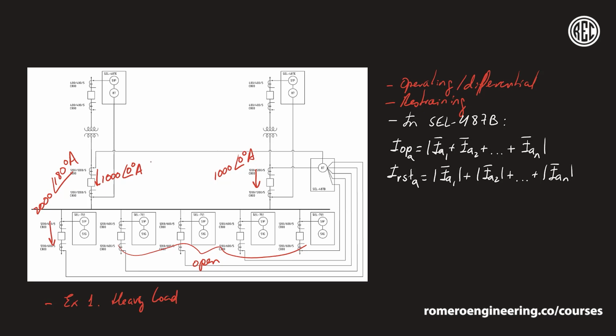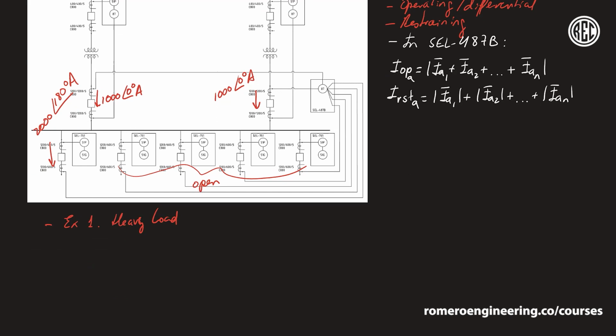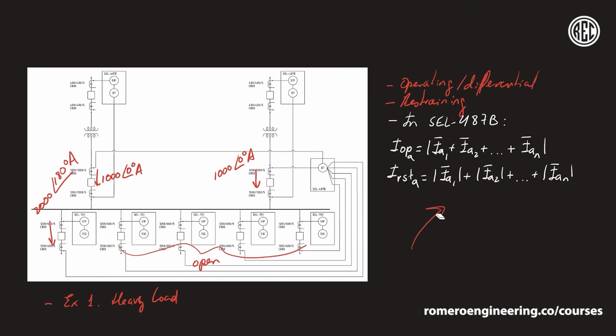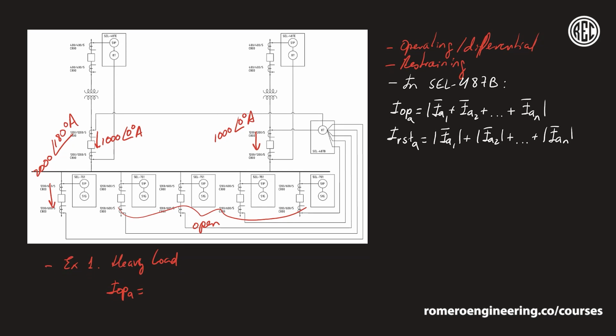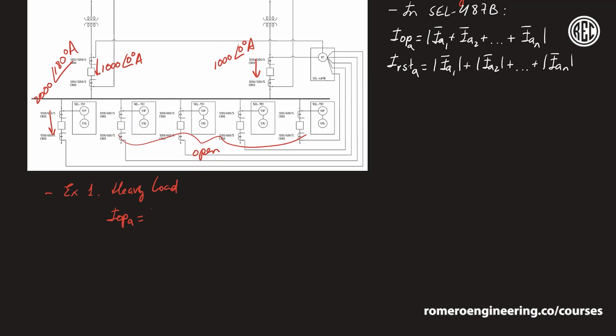So in this case, let's calculate what the operating current and the restraining current would be, again using the definitions that we've defined over here. So the operating current, which I'm going to write over here, I_OP A, again, is the addition of all the currents, and then we're taking the absolute value of the whole thing. So in this case, we would get 1000 amps at 0 degrees plus 1000 amps at 0 degrees plus 2000 amps at 180 degrees. So I'm taking all the current inputs and adding them up together and then taking the absolute value of that. And of course, if we calculate this, we would get that this is equal to simply 0 amps.